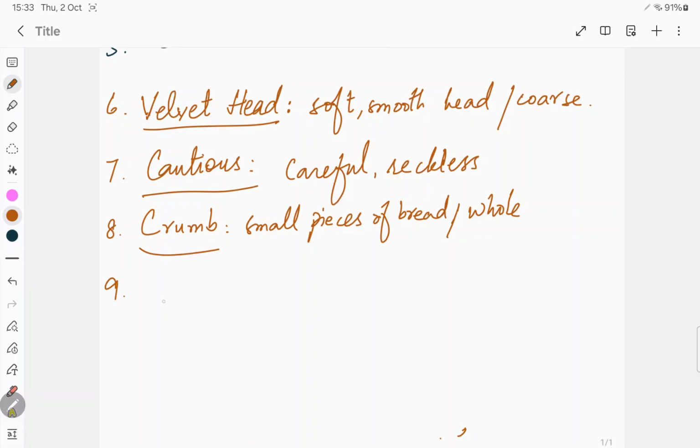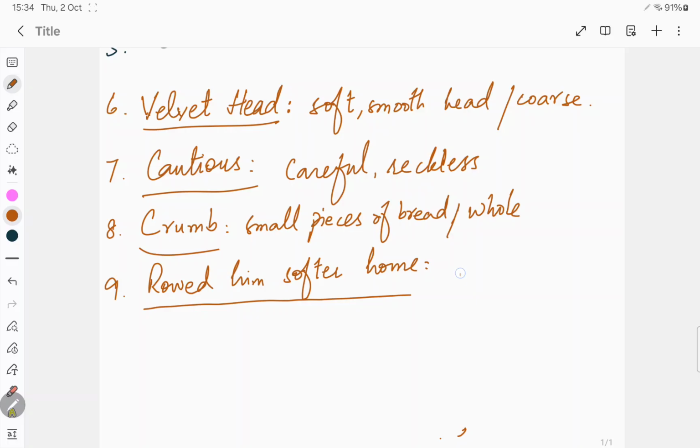The next word is, rather it is a phrase, rode him softer home. Well, if you remember, I believe this is from the last stanza of the poem, when the bird has finally decided that it is going to leave. So it's actually a metaphor, comparing the bird's gentle flight to rowing a boat very smoothly.